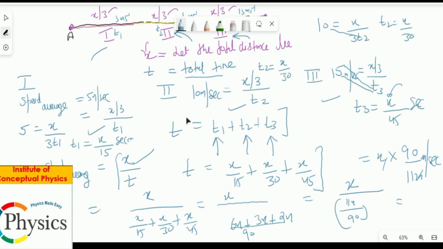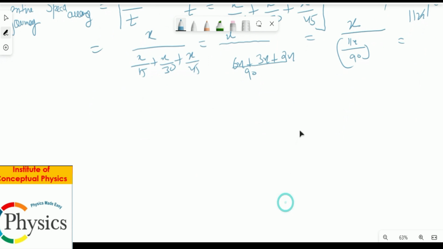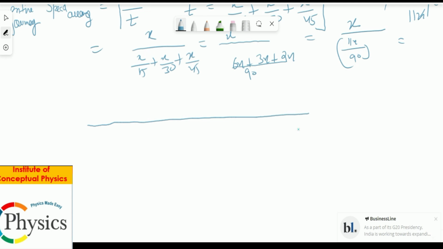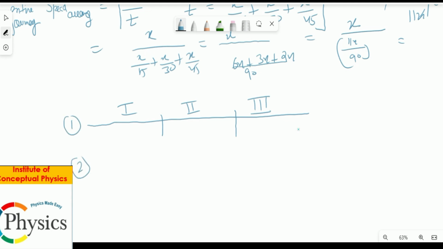So I will just quickly revise how we solved this problem. The first step is to draw the diagram. Always draw a diagram. And as per the question, I split the total journey into 3 parts: first, second, and third. This is step number 1. Step number 2 is to identify the unknowns in the question and give them a name. The total distance was unknown, I called it x, and the total time was unknown, I called it t. This was for the entire journey.